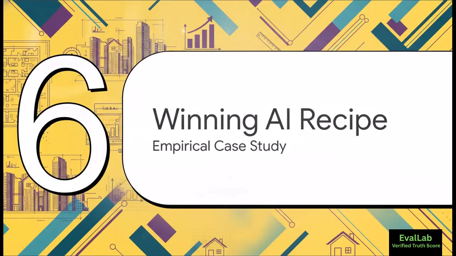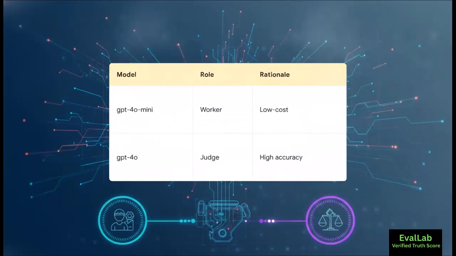Moving on to our final section, the winning AI recipe. Let's look at some real-world data from an estate agent case study to prove how this drives serious business value. First up is the split provider strategy. This is the engine under the hood.